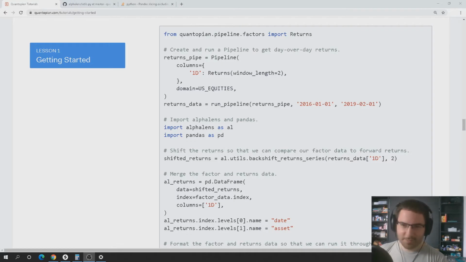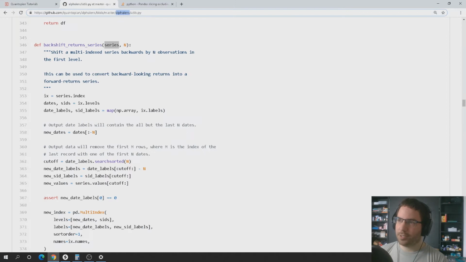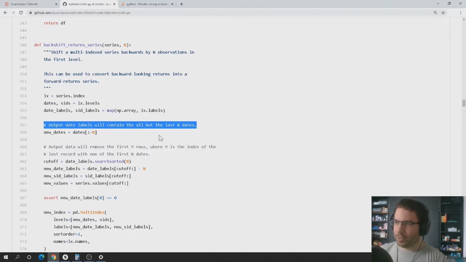I just had to take some time to watch some pandas videos and YouTube videos I could find that might indicate what's going on. So what we were doing is looking at the backshift returns series and trying to understand what it does. Then I found the ALPHAlens source code on GitHub. I'm having a look at the backshift returns series. The bit I'm interested in, I think, is the dates. This command here is trimming some dates off the end of the series. Output date labels will contain all but the last end dates.